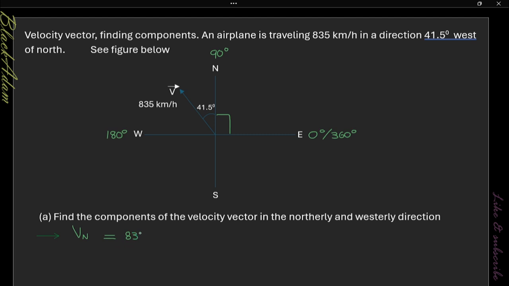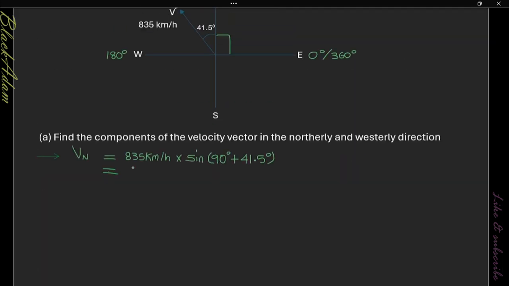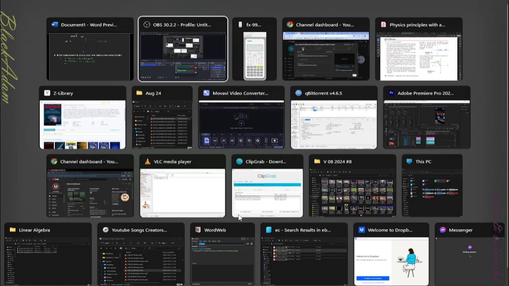So the velocity given is 835 kilometers per hour, and that multiplied by sine of 90 degrees plus 41.5 degrees. And that will give us 835 multiplied by... should be negative? Yeah, I think it's positive. Yeah, it should be positive. So it's cos 41.5 degrees.